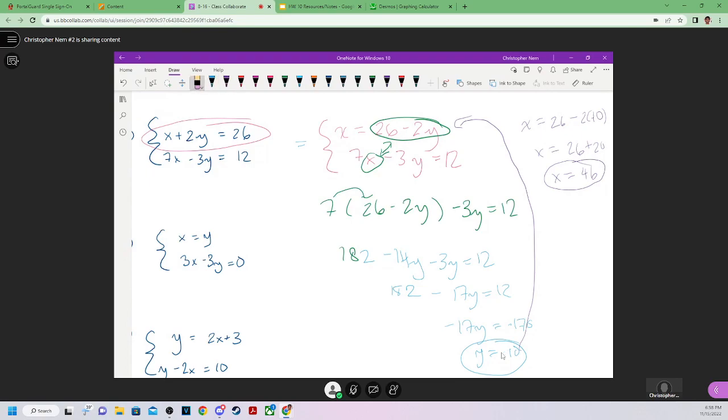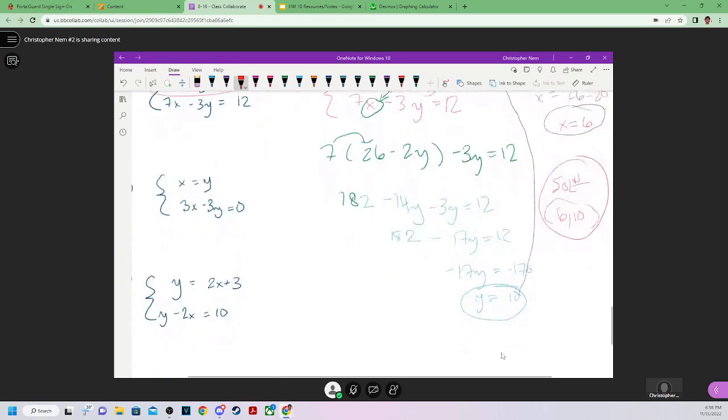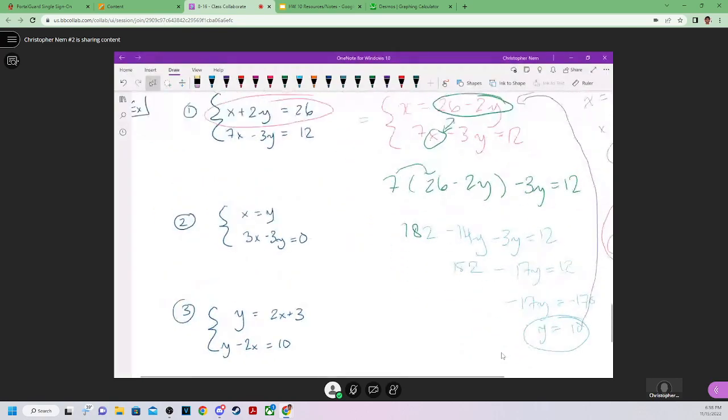Pretty sure you guys caught that, but let me go ahead and fix that real quick so we don't have any confusion. So this should have been 26, and I figured something was wrong. Minus 20, x equals 6. So our solution is 6 comma 10. All right, that covers system number 1.